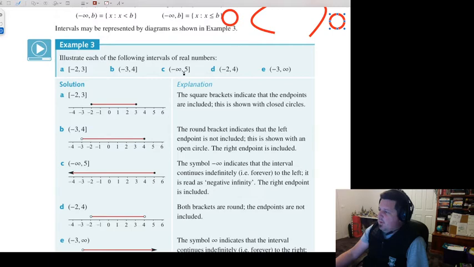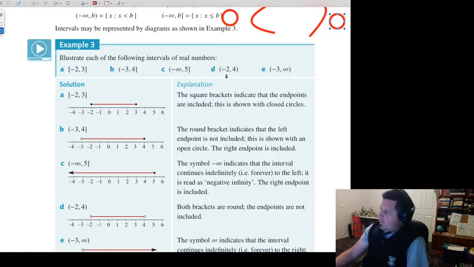Here we've got -infinity to 5. The only real difference here is we've got to deal with -infinity. You can never actually include -infinity because it's impossible to get there, so it's a round bracket. And we've got 5, so on your number line you'd go to 5. Square bracket means it's included. Obviously you can't go to -infinity, so you represent it with a line saying it's going to go to -infinity. So between -infinity and 5 is represented as follows.